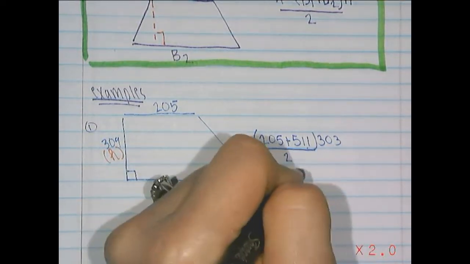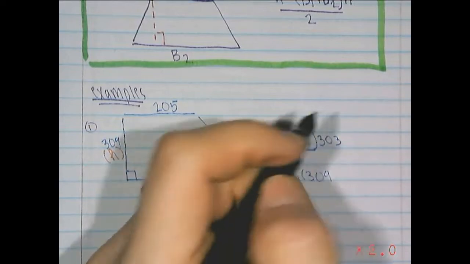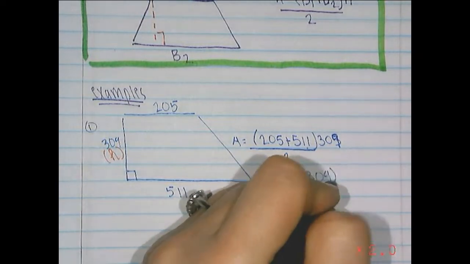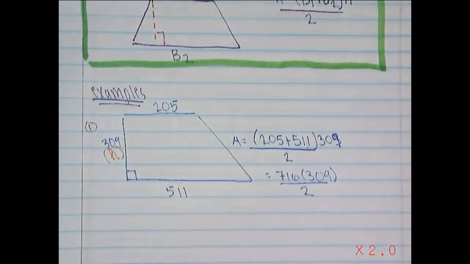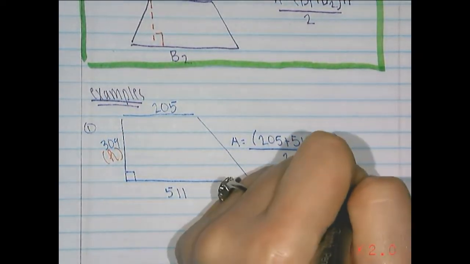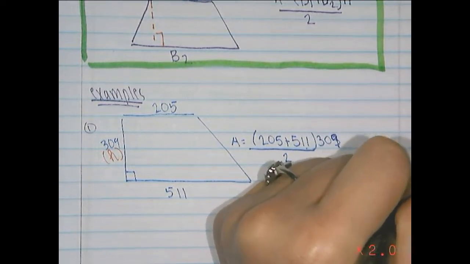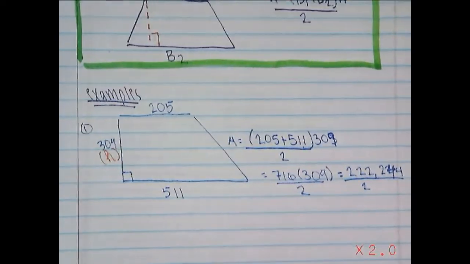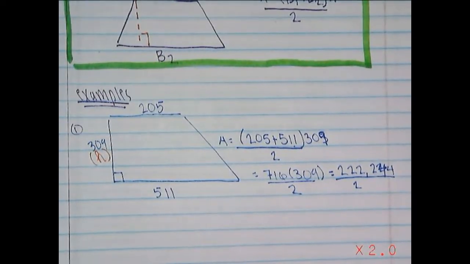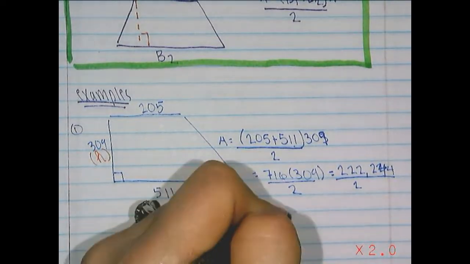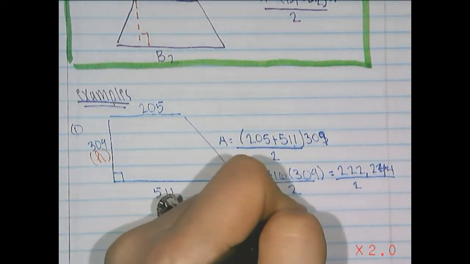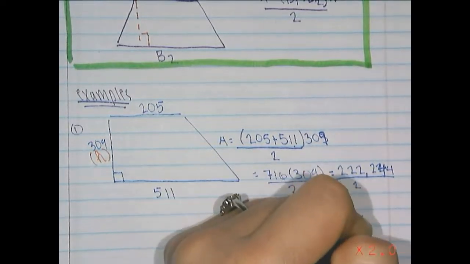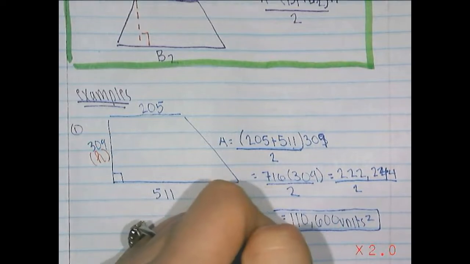716 times 309, sorry for writing 303 when it's 309, divided by 2. Simplify it a step further. 221,244 divided by 2, and then your area will be 110,622 units squared.